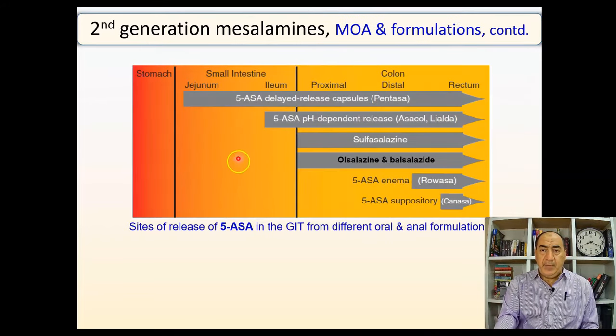So let us see here, graphically. Number 1, Pentasa, delayed release capsule. This is from type 2 or second generation, which is the coated drugs. This one, we said, is microspheres within an ethyl cellulose semi-permeable membrane, so it will allow the delayed release of the 5-ASA.